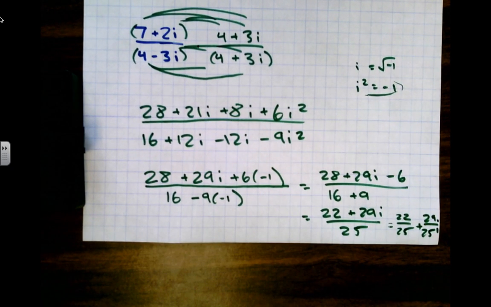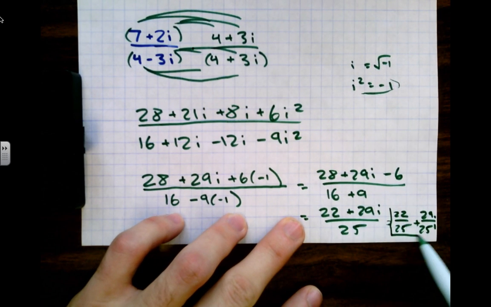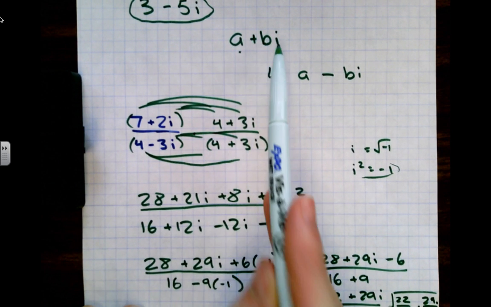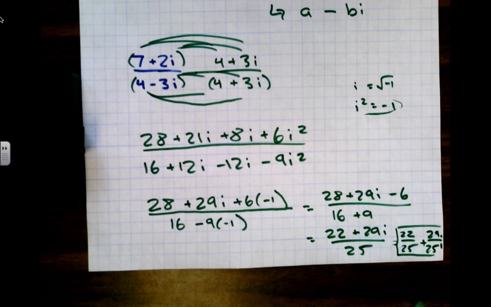Just fit it in. Alright, and now at this point, if we could, we would reduce these fractions, but 22 over 25 and 29 over 25 we can't reduce. So this would be our final answer, and if we look at it, that's in the format that we looked at up here, a plus bi. And that's what we wanted for our final answer.